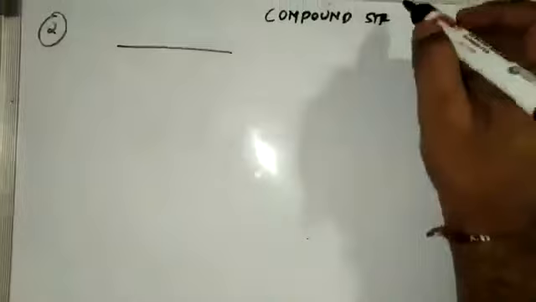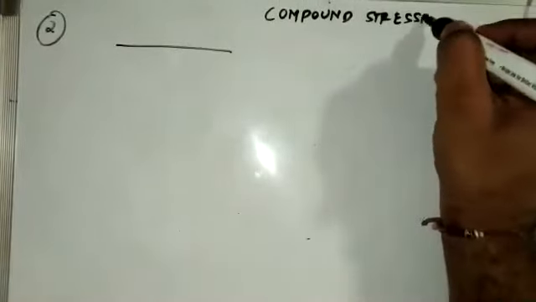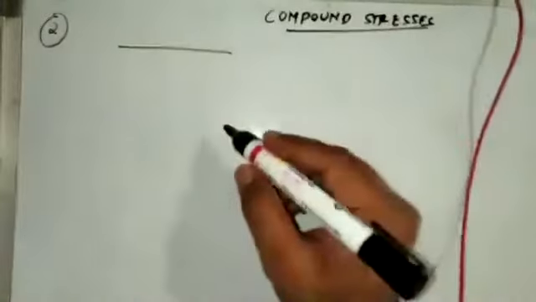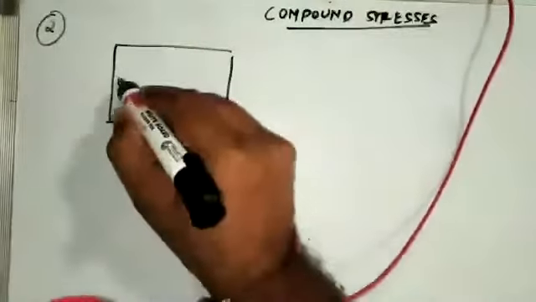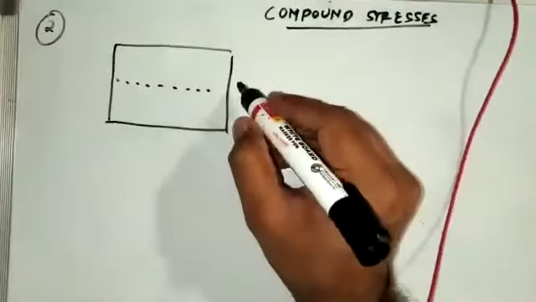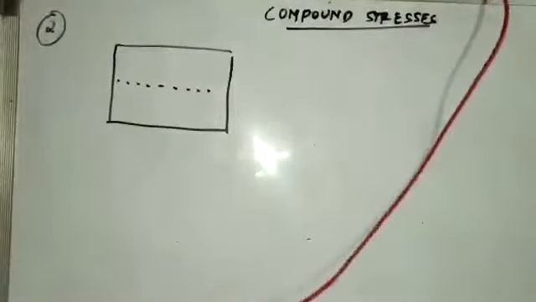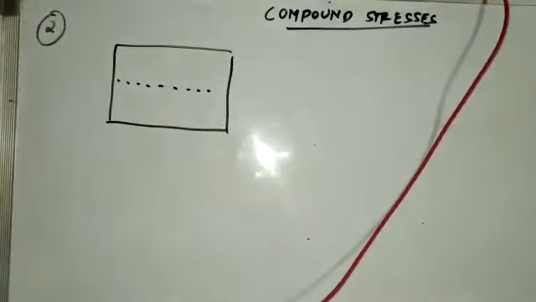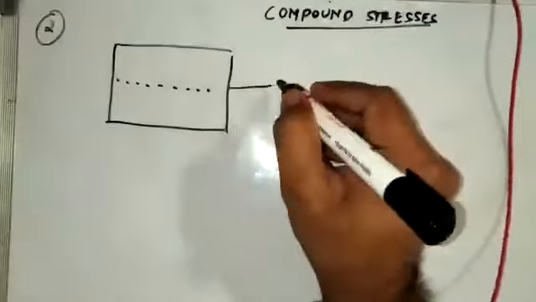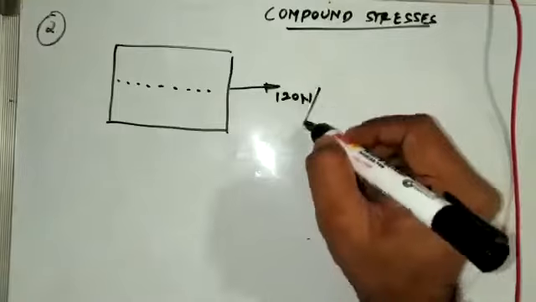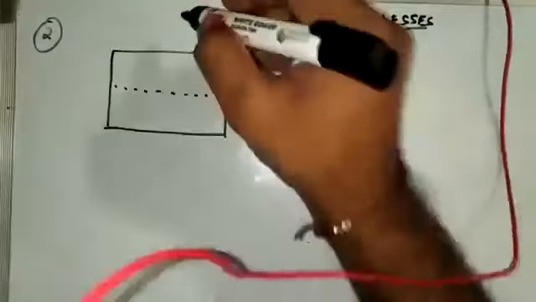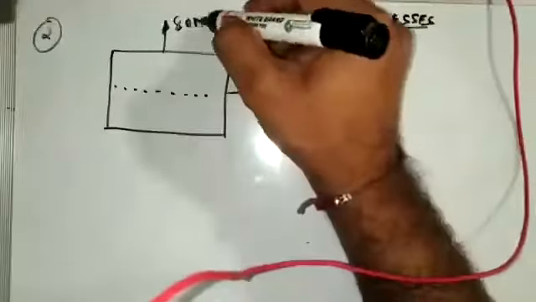Okay, we are doing problems on compound stresses. So yesterday's problem was a 2D plane. So one stress is acting in x direction, correct? Is this the problem? Yes, sir. 120 Newton per millimeter square. Another is 80 Newton per millimeter square.